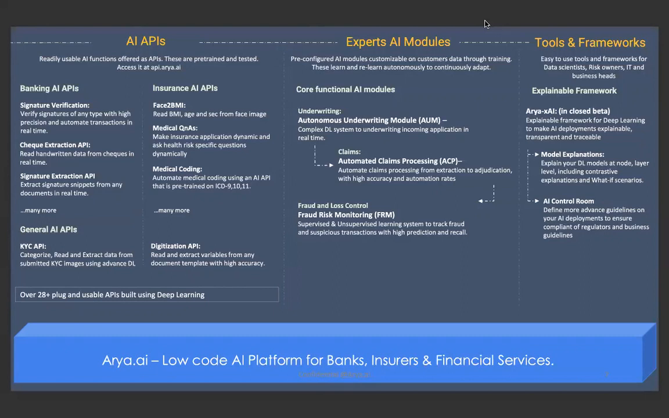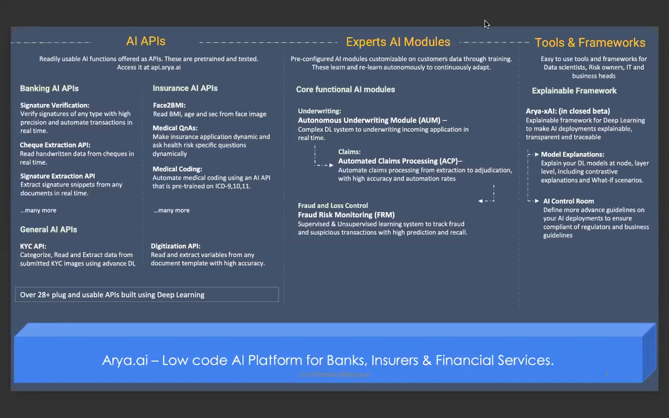The slide that you see in front of you ideally presents our solutions in 3 different divisions. As mentioned earlier, we offer a low to no code AI platform for the BFSI industry. On the platform, we have 3 different sections. One is the AI APIs. We will be talking about this in depth shortly. The next that you can see are the expert AI modules.